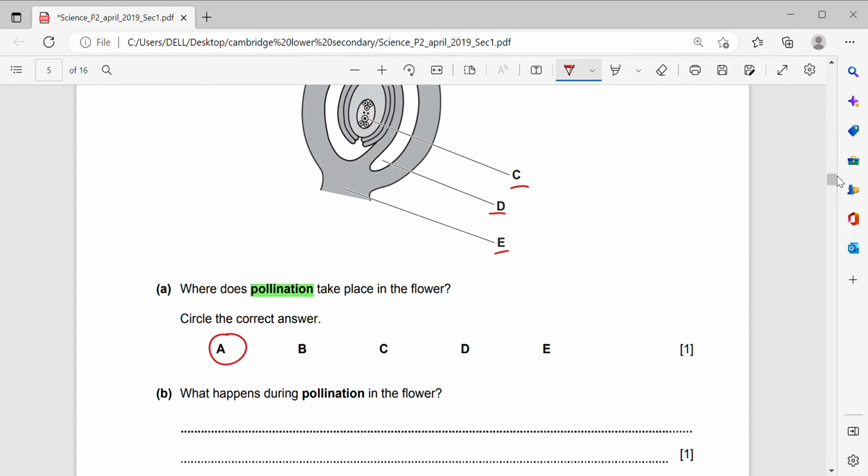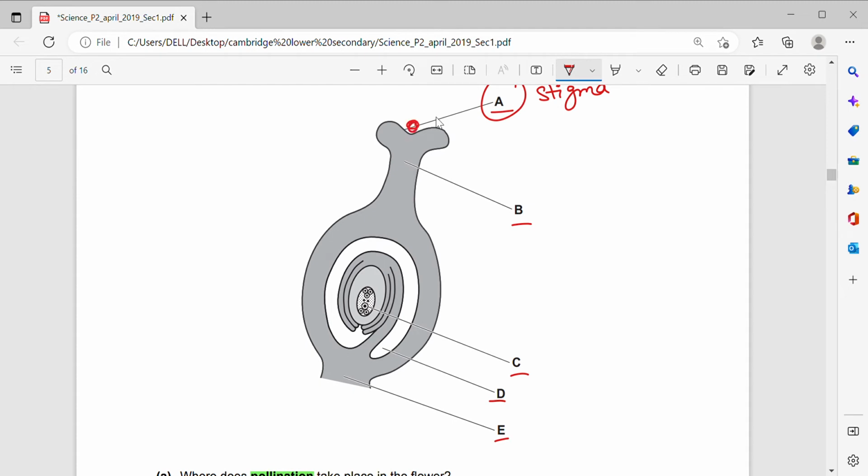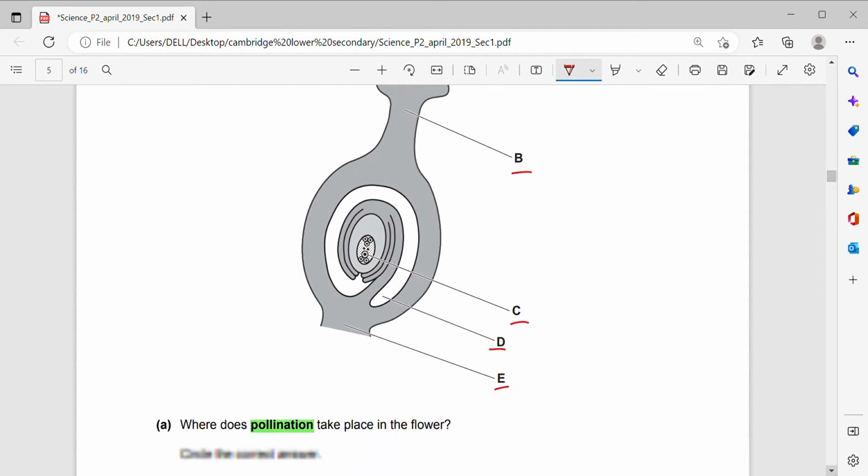What happens during pollination? In other words, describe pollination. When pollen lands on the stigma, or the movement of pollen from the anthers to the stigma. So pollen lands on the stigma. Pollination is very simple. What happens in pollination? When pollen lands on the stigma.